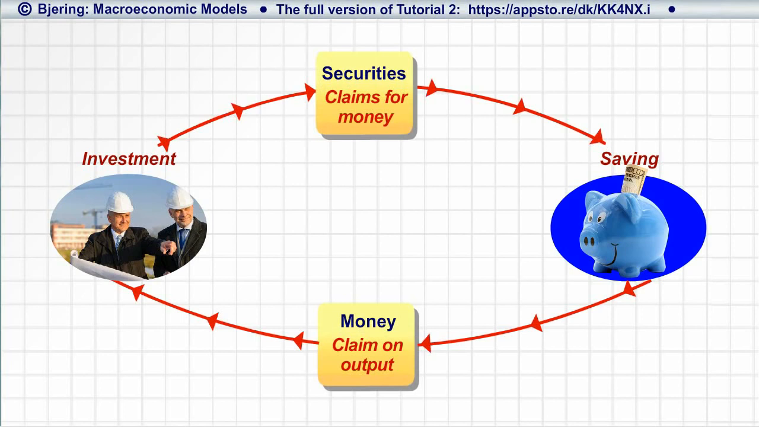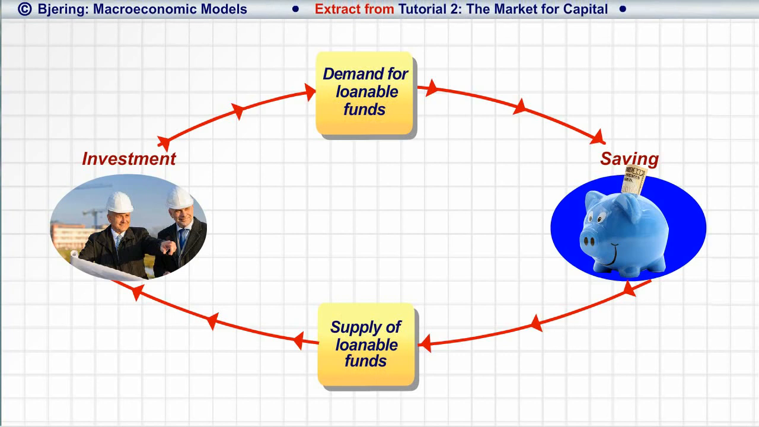Thus, the transfer of resources from savers to investors is realized by loan transactions, as savers supply and investors demand loanable funds. Notice that this is so even if the investor supplies his own funding. Only then the saver-investor is the same person.